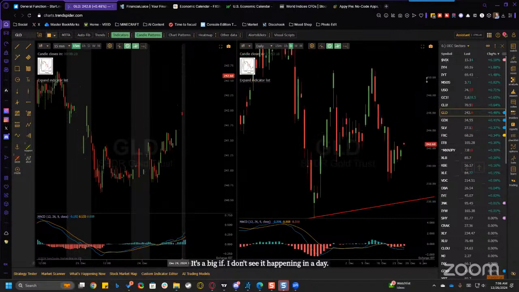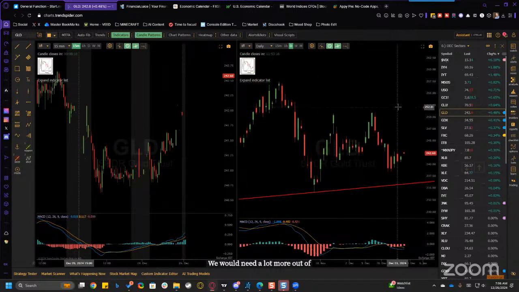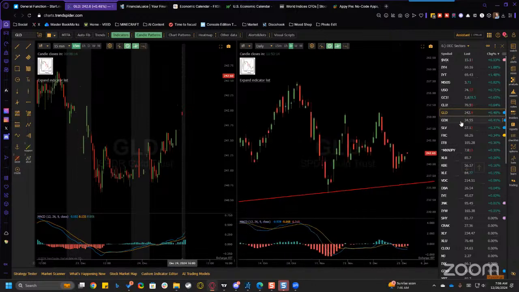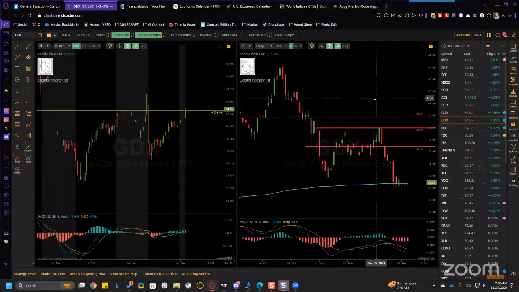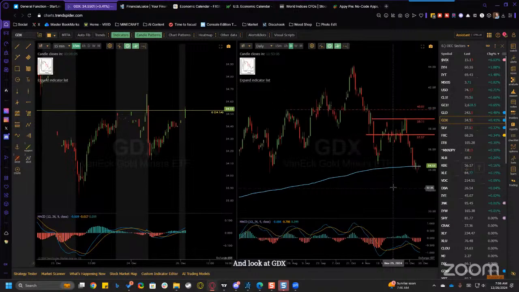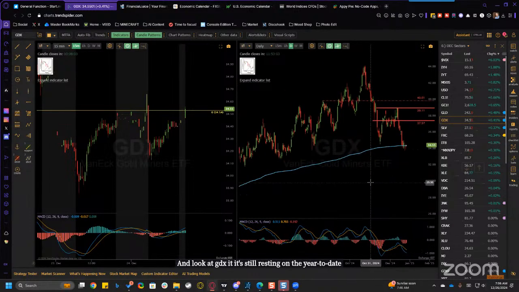We would need a lot more out of the markets than I think we're going to get on holiday flows. And look at GDX, it's still resting on the year-to-date anchored VWAP. So it's continuing to bleed to the downside anyways.